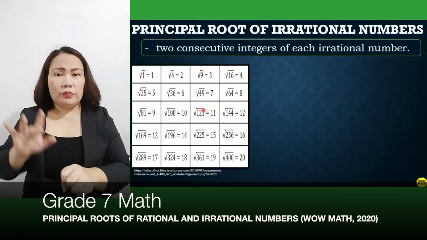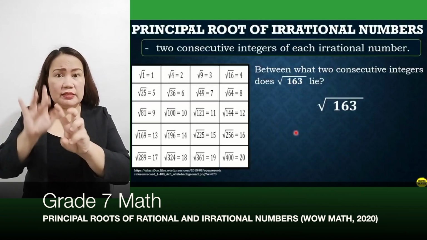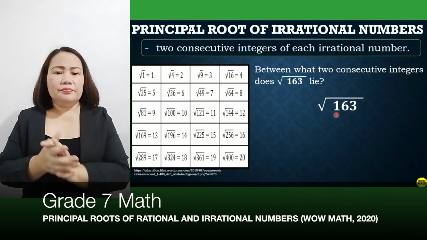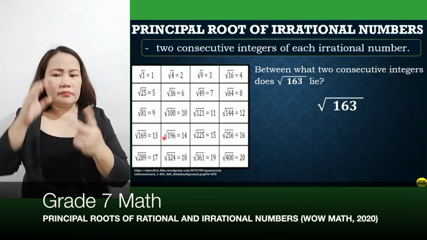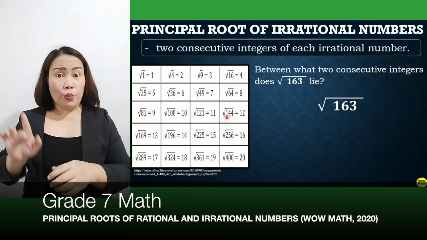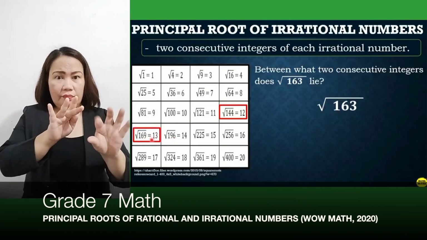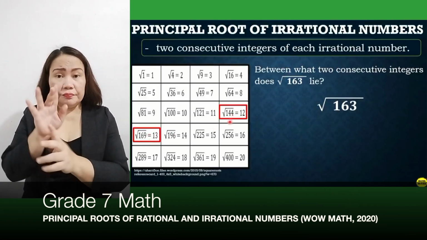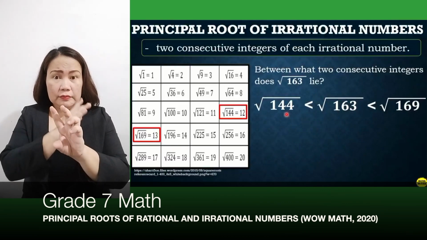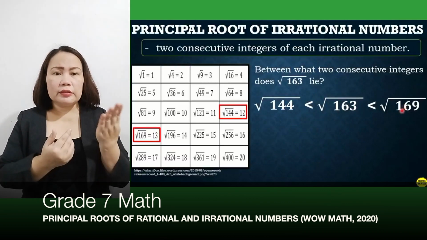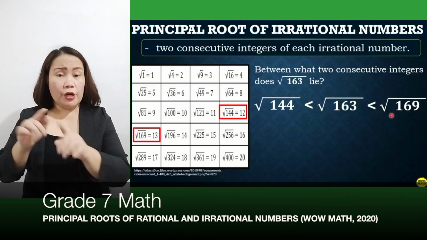Next. Between what two consecutive integers does the square root of 163 lie? So, where is this? This is our given. Let us find the two perfect squares lower and higher than it. So, square root of 163, here it is. Square root of 144, this, and square root of 169. Okay, this one cannot be used because it has already exceeded. It should be in between. Square root of 144 and square root of 169. As you can see, 163 is between 144 and 169. That is always what we will do. So, square root of 163 is greater than square root of 144 but less than square root of 169.